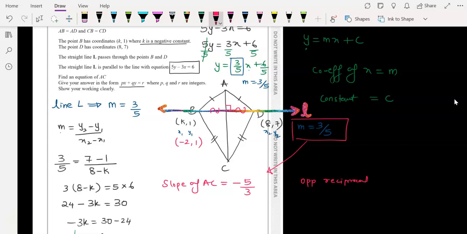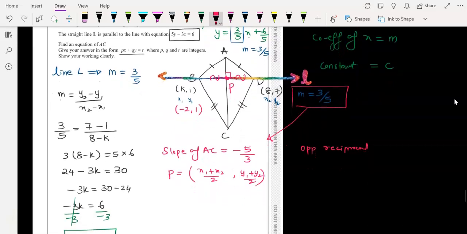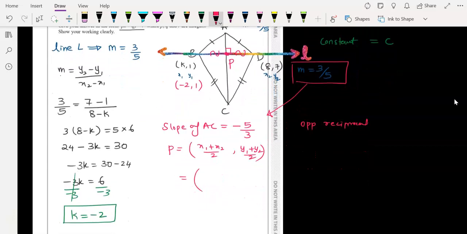Now for line AC, I have the slope. Also, since it is bisecting the smaller diagonal, this point here, let's name it as point P, will be the midpoint of BD. Now we know point B and D, so using the midpoint formula, we can find the coordinates of point P. The midpoint is the average of the x coordinates, and y will be the average of the y coordinates. Let's plug in the values. So it will be negative 2 plus 8 divided by 2, and the y coordinate is 1 plus 7 over 2. So point P, 8 minus 2 is 6 divided by 2 gives me 3. So the x coordinate is 3, and 1 plus 7, 8 over 2 gives me 4.